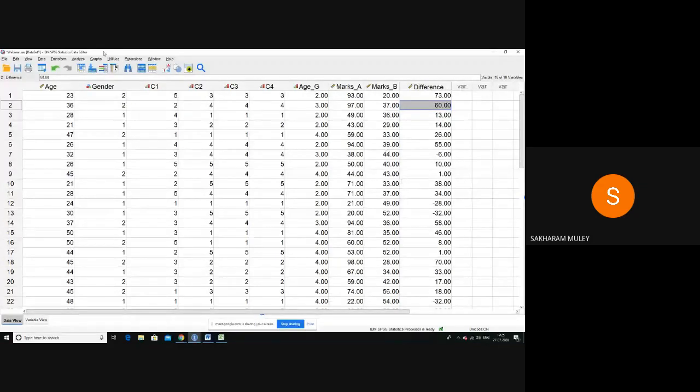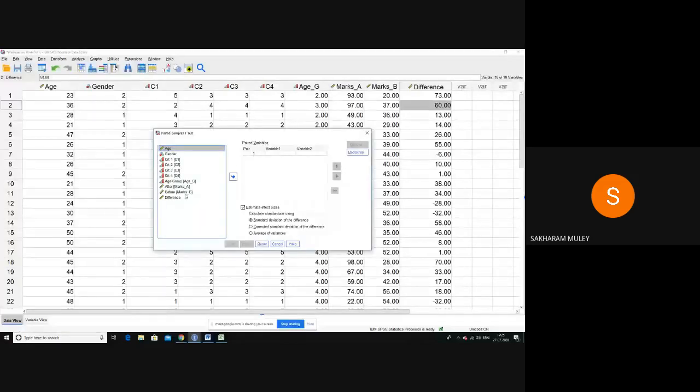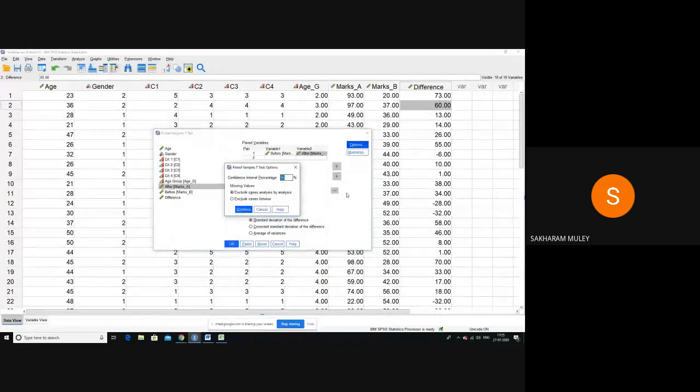Now I want to find out the significance of difference. There's a test called paired sample t test. I will take my first variable as before, second variable as after. You will get a pair here. Okay, so the pair is there. Here in options, if you click, it is 95%. So we are continuing with 95%. I don't want to estimate effect size, and it is a simple click. Okay, so I hope you understood the procedure that I have followed; I will repeat it.